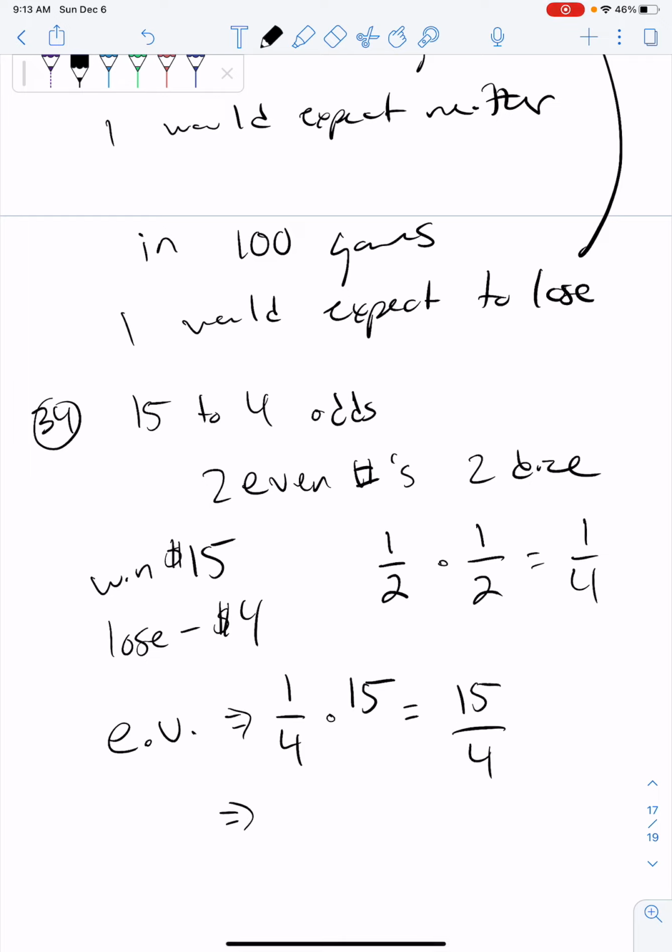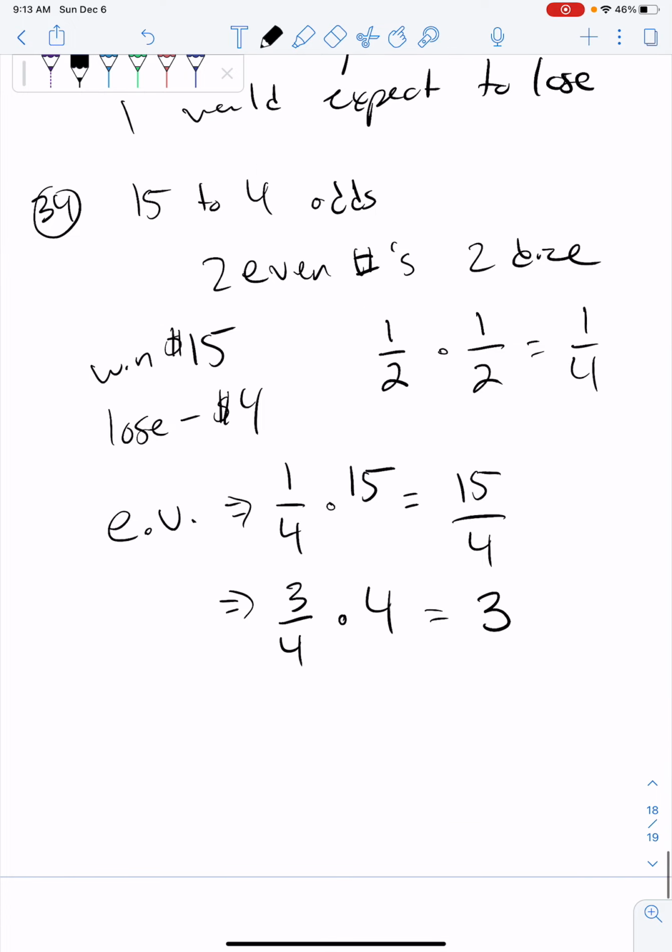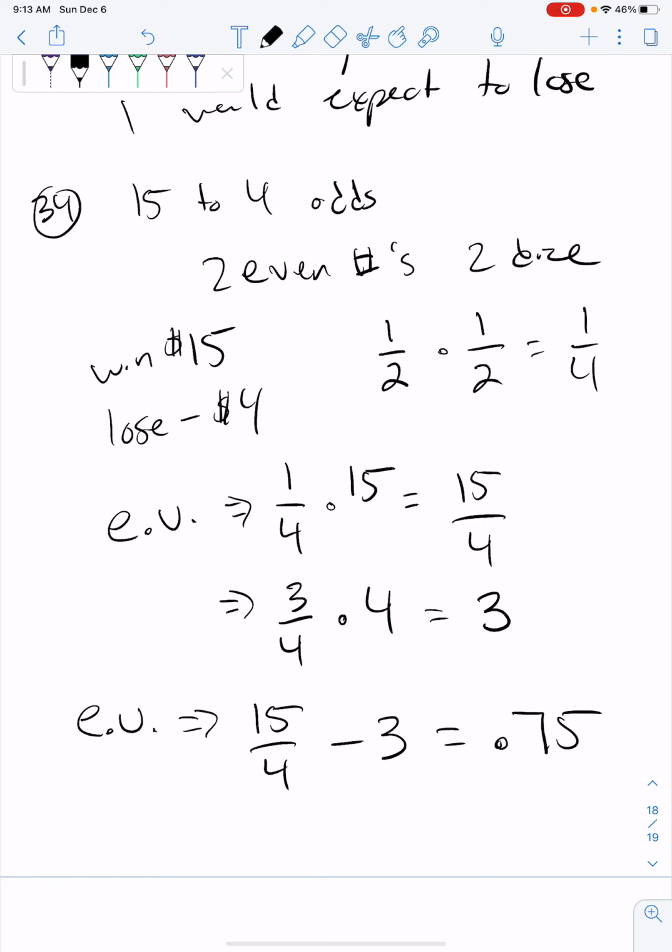Then, if I have 1 out of 4 chances of winning, I have 3 in 4 chances of losing. So I'm going to times that by 4, because if I lose, I have to pay $4. And that comes out to equal 3. So to get my expected value, I would take what happens if I win, I get 15/4. What happens if I lose, 3. So 15/4 minus 3 equals 0.75. My expected value is a positive 0.75.